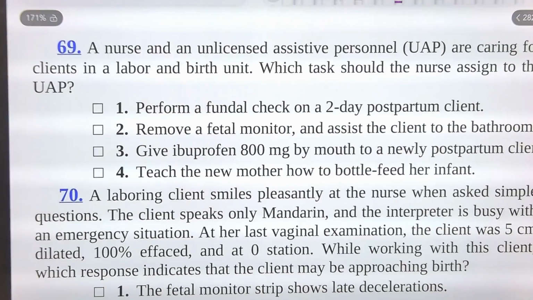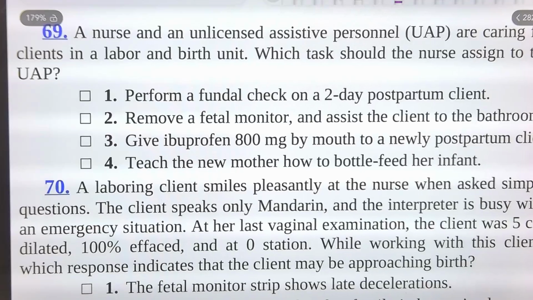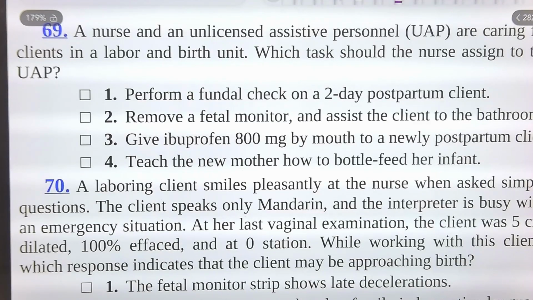Now let's read the next question. 69. A nurse and a UAP are caring for a client in a labor and birth unit. Which task should the nurse assign to the UAP? You have 4 options on the screen. What will be the right delegation? Answer number 2 will be the correct one.